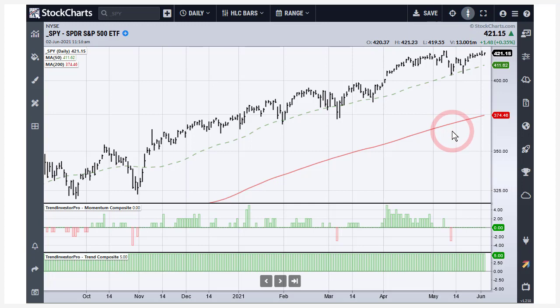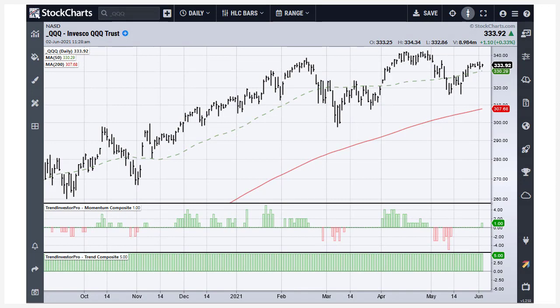So if you look at SPY now, it's in the middle of a trend. It's just in a tight range, hugging that 50-day moving average and working its way higher. And I see nothing negative on this chart right now.